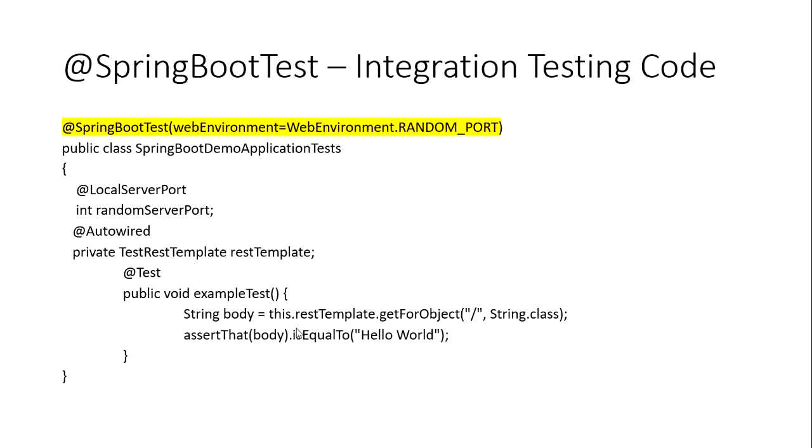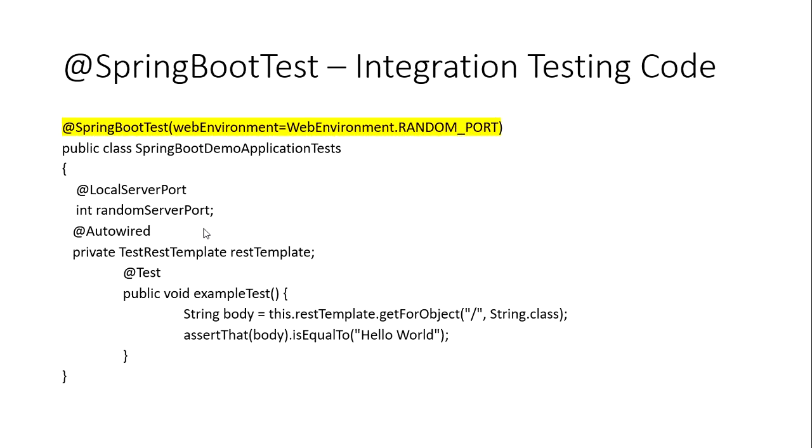So this is a sample code. Whenever you try to write some integration testing code, you need to write something like this. Just define a class and annotate it with @SpringBootTest, and in the brackets say webEnvironment is equal to WebEnvironment.RANDOM_PORT, or you can say DEFINED_PORT also. Here, with @LocalServerPort, I just defined one variable, the random server port. At this port, it will start that particular server.